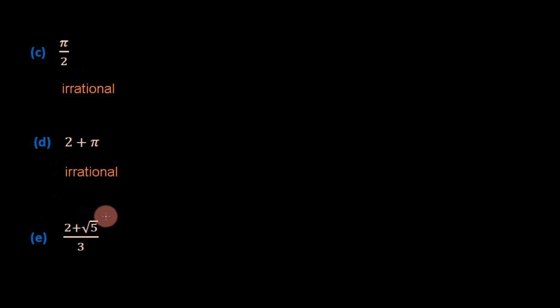Then in E, we have 2 plus the square root of 5, divided by 3. Now, we know that the square root of 5 is irrational. If we add 2 to the square root of 5, by the same argument as in D here, the numerator will be irrational. So we're then dividing an irrational number by a whole number, and by the same argument as in C, this number will be irrational.